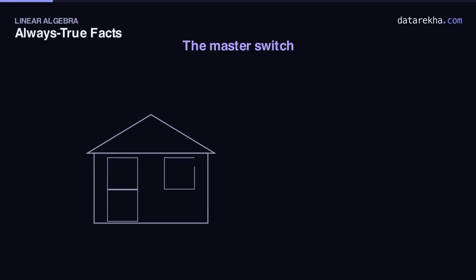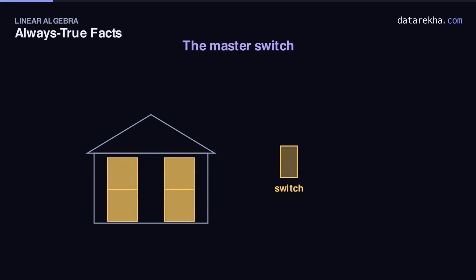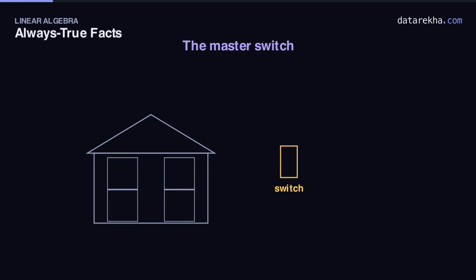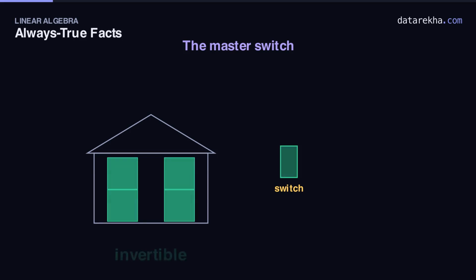Before any new idea, let me hand you one picture to hang everything on. Think of a house wired to a single master switch. Flip that switch on, and every room lights up at once. Flip it off, and the whole house goes dark together. For a square matrix, that master switch is one word: invertible. Turn it on, and a whole family of good properties come on together. Turn it off, and they all fail at once. Today we learn to read that switch.